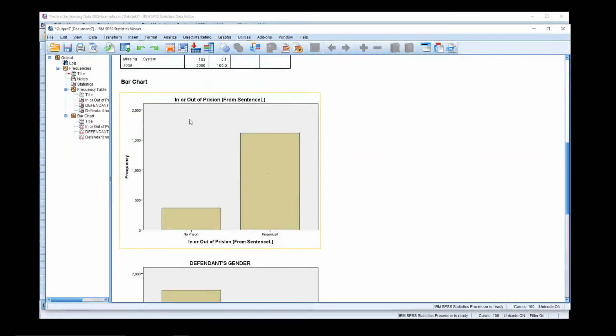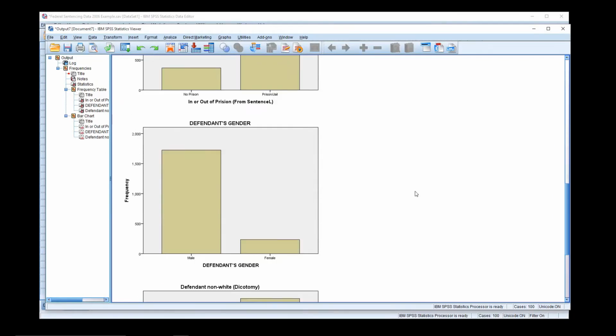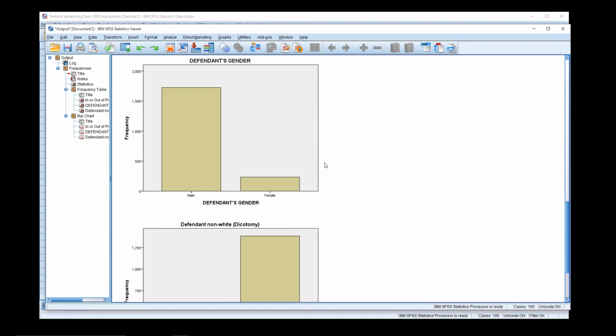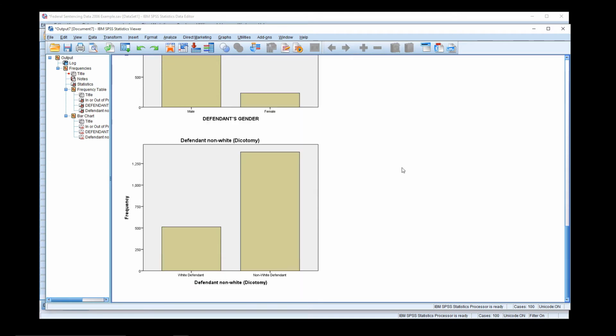So when we look at some graphs here, we can see this bar chart visualizes the disparity between the two. Defendant's gender, once again, there's a lot of male cases versus female cases. Might not be ideal. If we were doing more advanced statistics, we might have to do something to correct for how disproportionate this is, but let's focus on the basics here. And then white defendants versus non-white defendants.